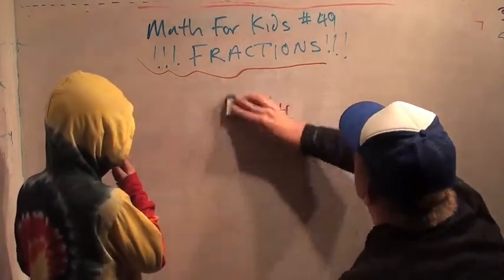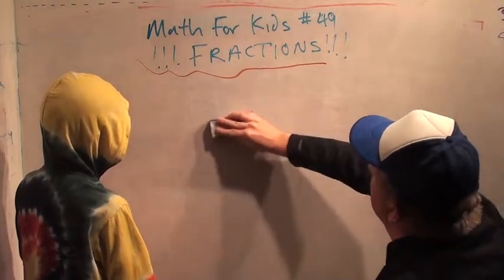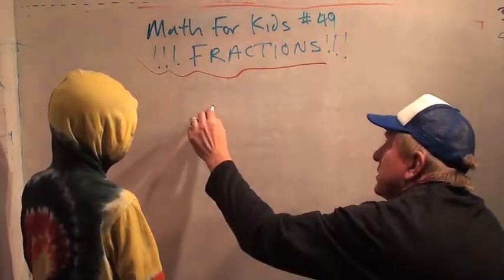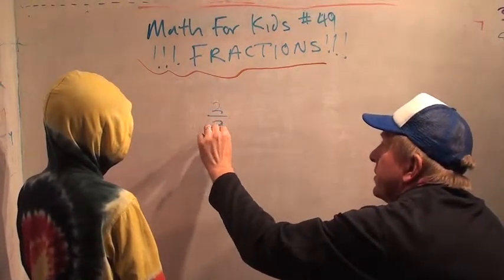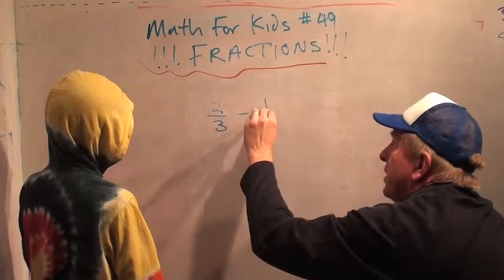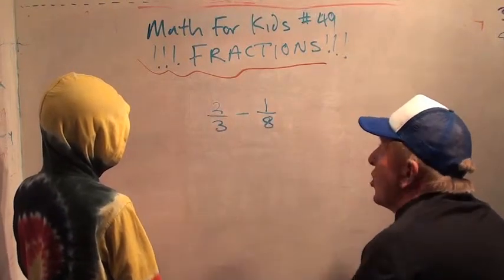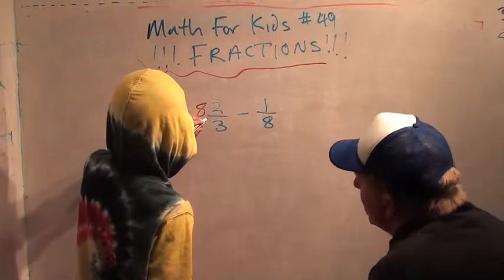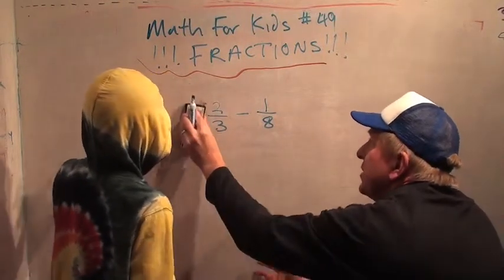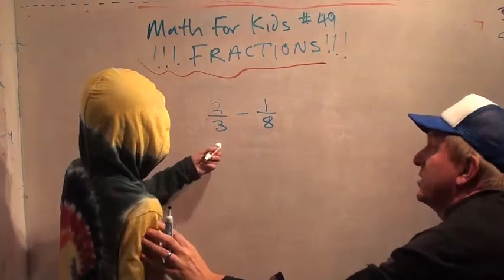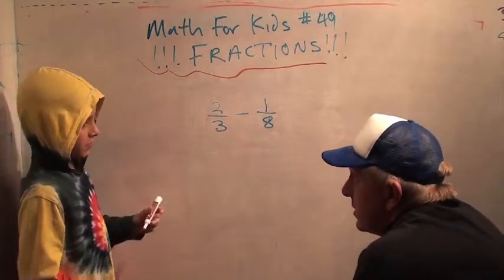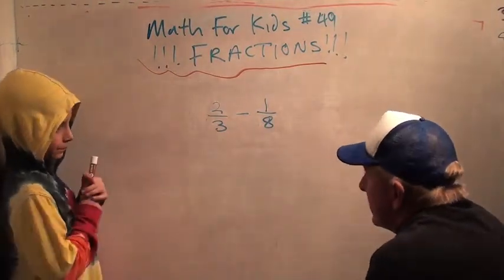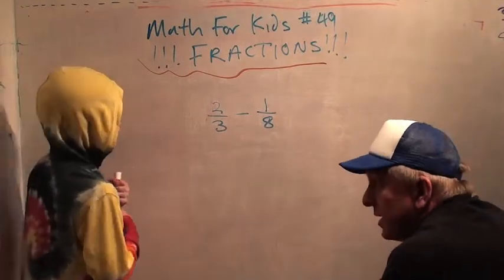Let's see. How about 2/3 minus 1/8? Oh, okay. So what are you going to do? Wait a minute. Before you start writing, what's the idea? What do you need to do in order to subtract two fractions? You need the denominators the same again. Okay, great. So how do you get the denominators the same?